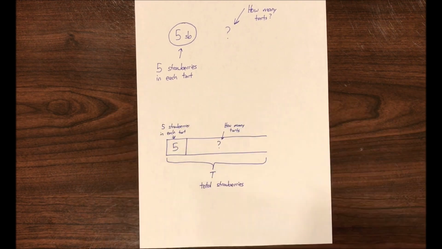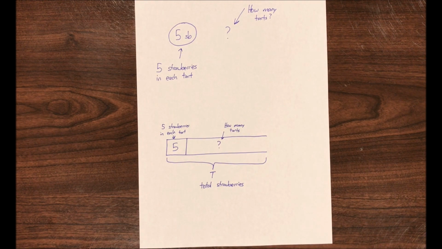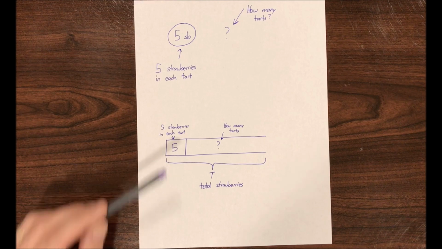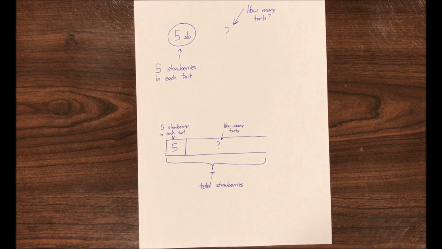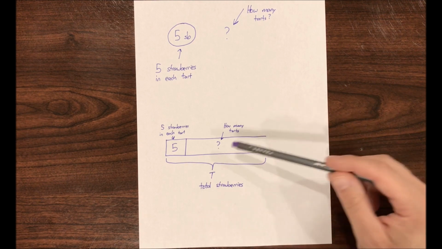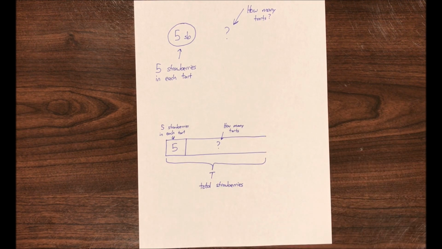Another student did this. They drew a tape diagram. They put 5 in each group because they knew that each tart needed 5 strawberries. Then they put a T for the total number of strawberries and a question mark for the number of tarts. Because in the story, we don't know how many strawberries she needs or how many tarts she's going to make.